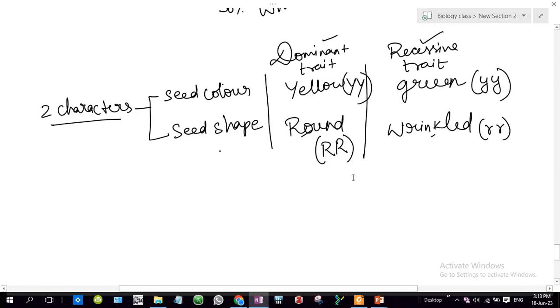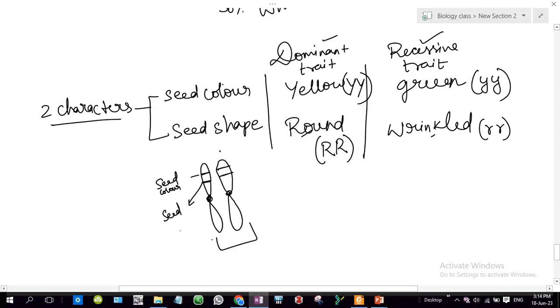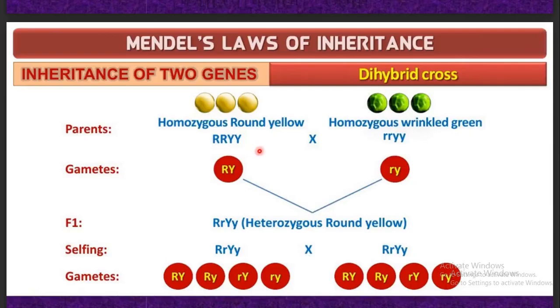So this concept, yesterday we have read about the chromosome and the pattern, right? So understand that. So this is one chromosome pair. In the chromosome pair, this one codes for seed color and this one codes for seed shape. It is the same here. Okay, right. So homozygous round yellow is capital R, capital R, capital Y, capital Y. Wrinkled green is small r and small y.